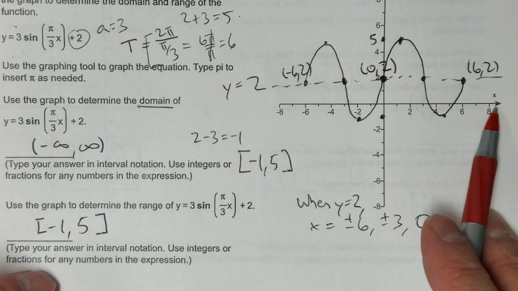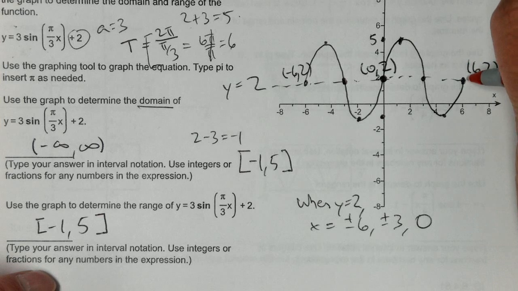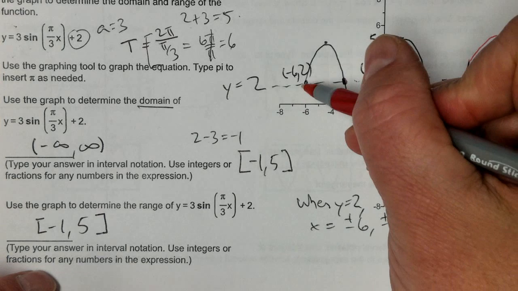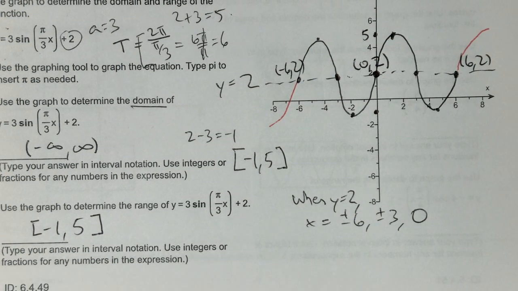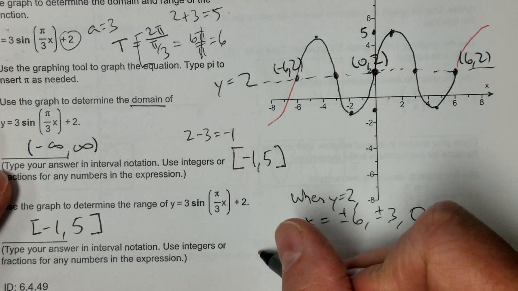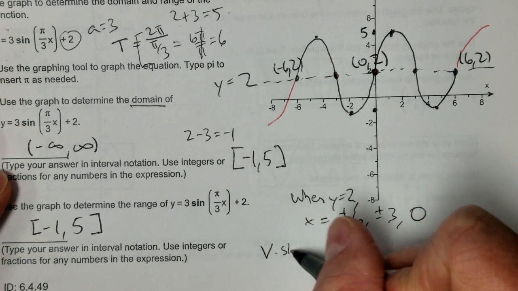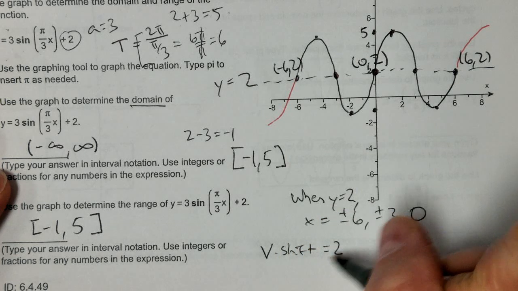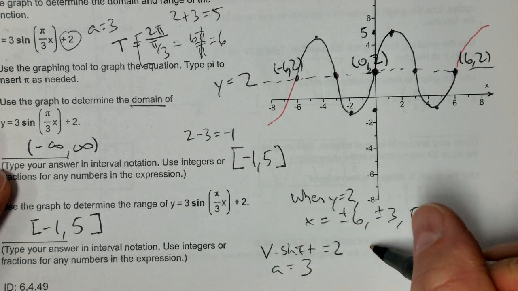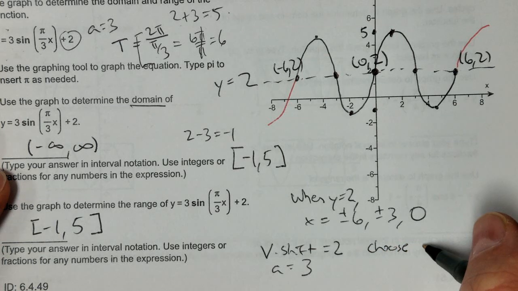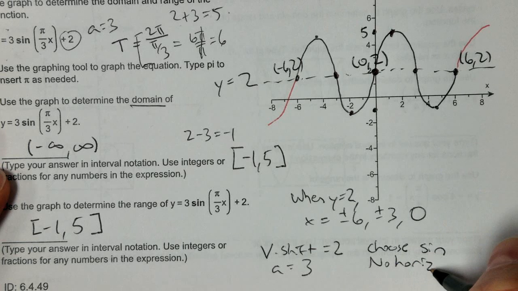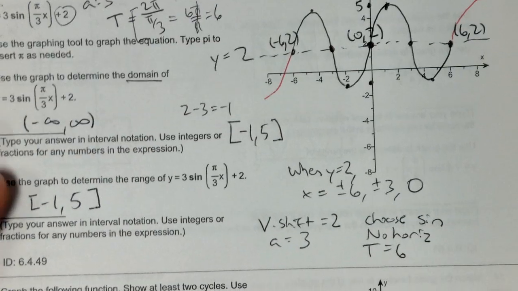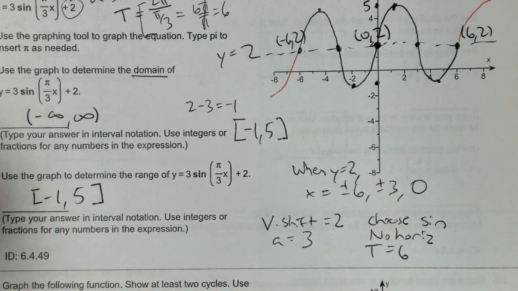If you were trying to go all the way to 8, it would have been like this part in red, and this part over here in red. But that's not really necessary. So basically you'd say vertical shift on Math Excel would be 2, amplitude would be 3. Make sure you choose it's the sine graph, and there's no horizontal shift, and T equals 6. So if you do these features, then it would draw it for you.